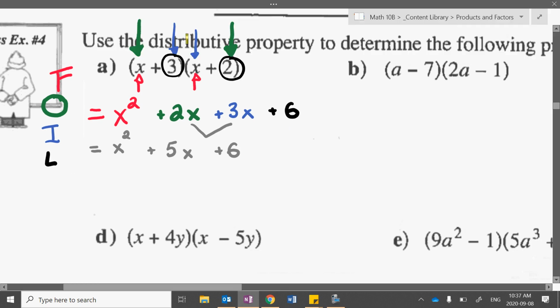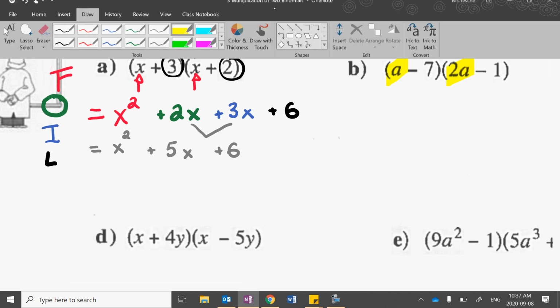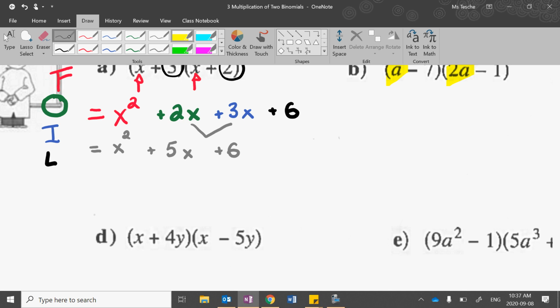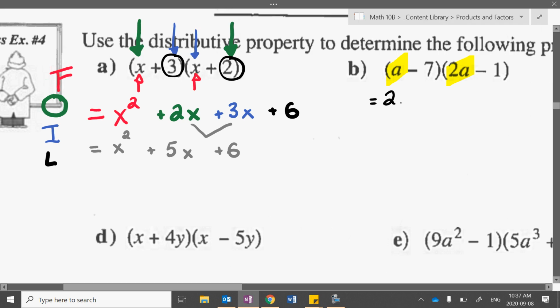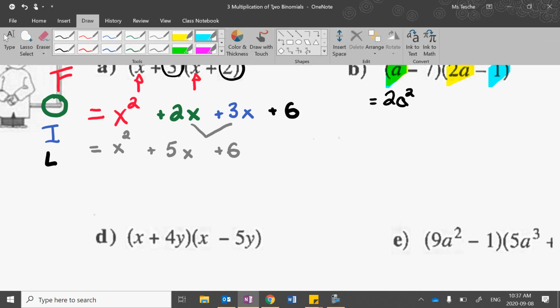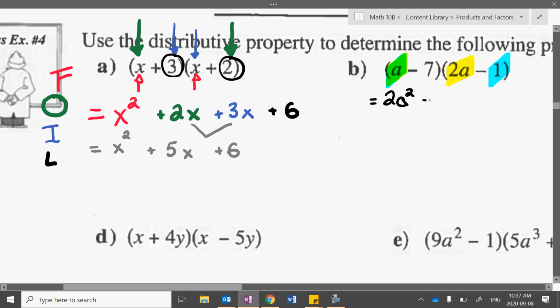I'll try using the highlighter as I go through this. So F, our first term in each one: a times 2a, what does that give us? 2a squared. Now I'm going to do O for outer. That's our a and minus 1. What is a times minus 1? Minus 1a, or minus a, same thing. Totally fine if you don't want to say the 1.